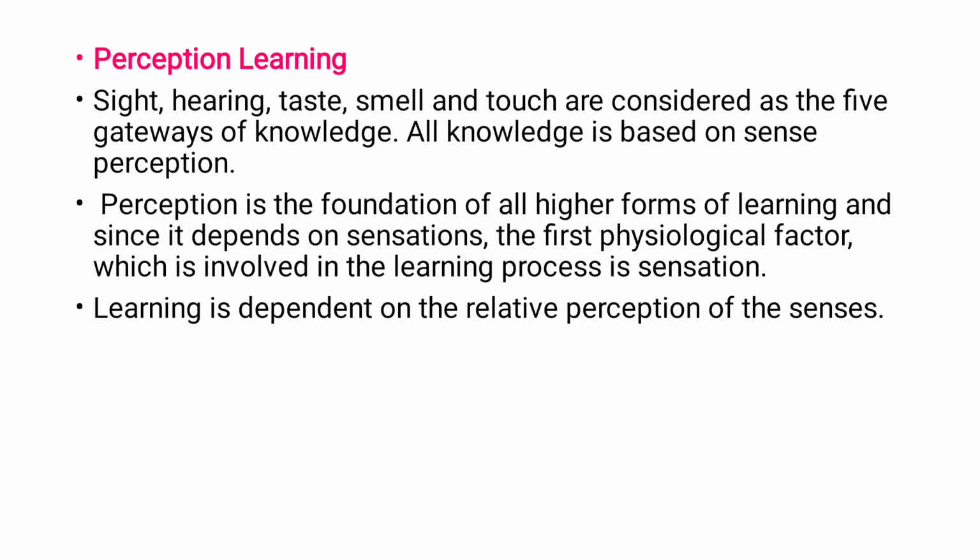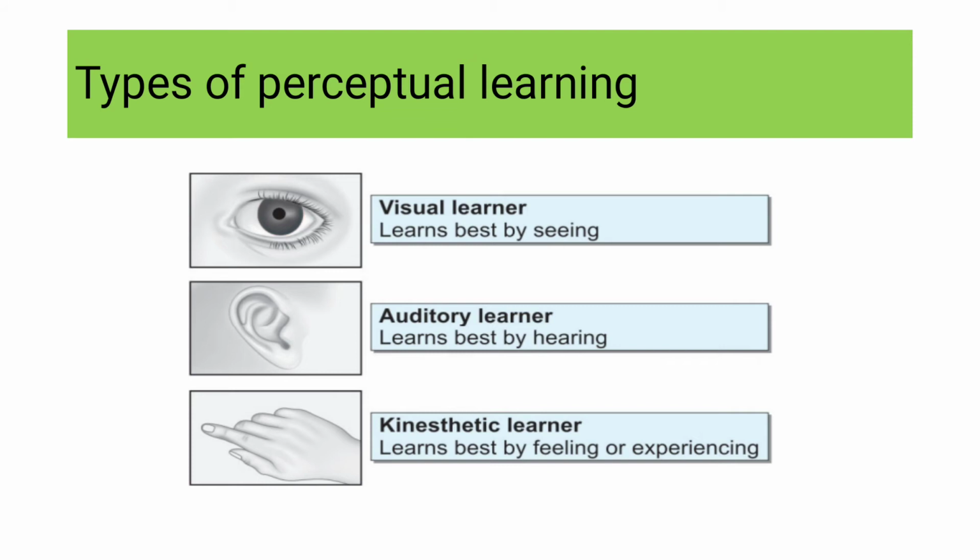Perception is the foundation of all higher mental forms of learning. Even if the sensation is proper, if you are not perceiving it properly, learning will not take place. So learning is dependent on the relative perception of the senses. The types of perceptual learning are visual learner, auditory learner and kinesthetic learner.